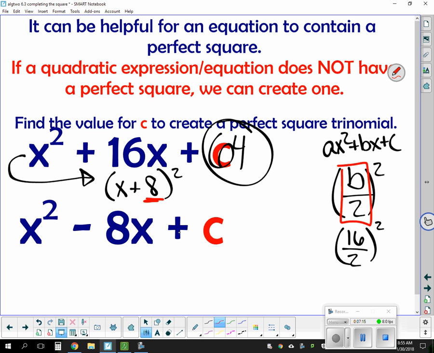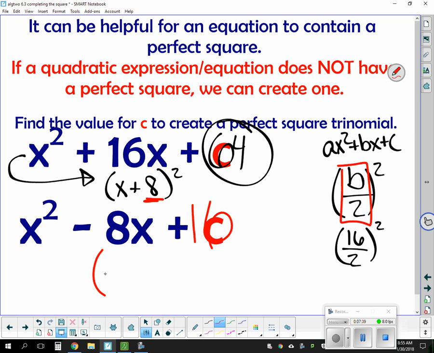So for the second one, x squared minus 8x plus c. To find c, we have to take our b. What's our b? Divide it by 2, square it. So the number we need to add on both sides is 16. Then we want to take this new perfect square trinomial and factor it.